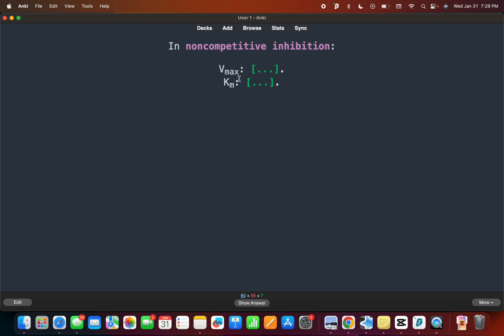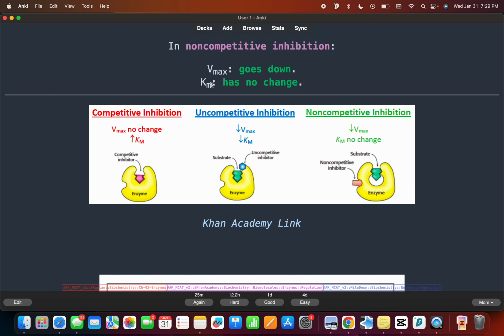In non-competitive inhibition, the Vmax goes down and the Km does not change. Why? Because it's attaching to the allosteric site, and it doesn't matter how many substrates you add. At the end of the day, it's just not going to stick. It's like the seats have changed in the car. The passengers cannot sit, and the Vmax goes down because you're just taking fewer passengers.